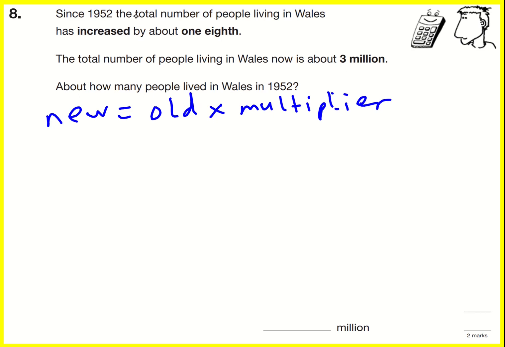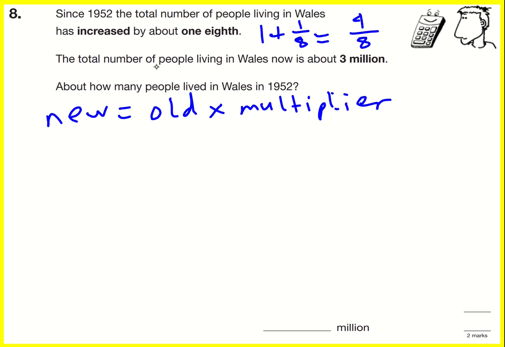So since 1952, the number of people living in Wales has increased by about 1/8. That means our population at the start is worth kind of one. It's 100%. It's the full amount. It is then increasing by 1/8, and I'm adding 1/8 onto that, and that actually gives us not 1 and 1/8, or 9/8. I'm going to write it as an improper fraction.